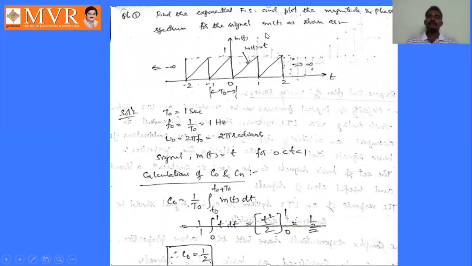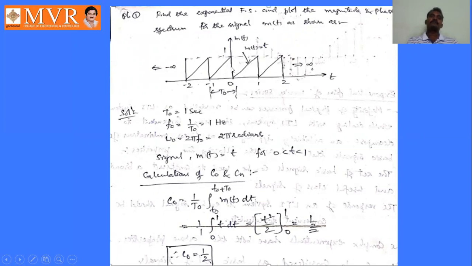the signal m of t as shown. This is the given signal. It is varying from minus infinity to plus infinity, but here the limits are minus 2 to 2. What is the time period given? Given the time period is from minus 1 to 1, that is minus 1 to 0, that is 1 second. With this 1 second time period, it will be repeated.